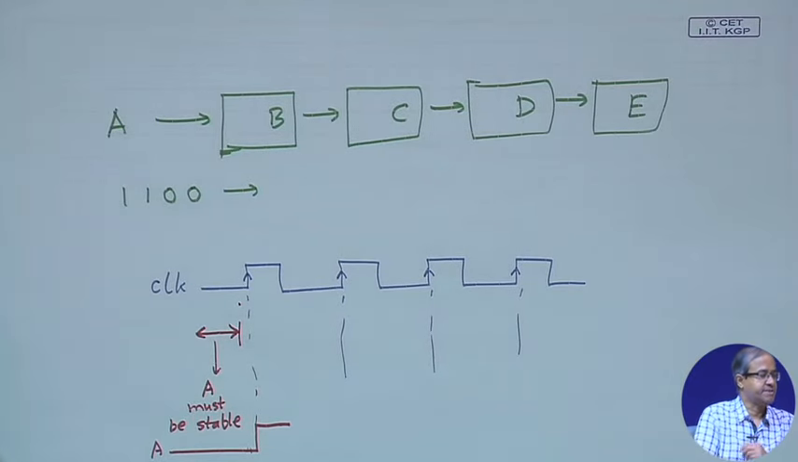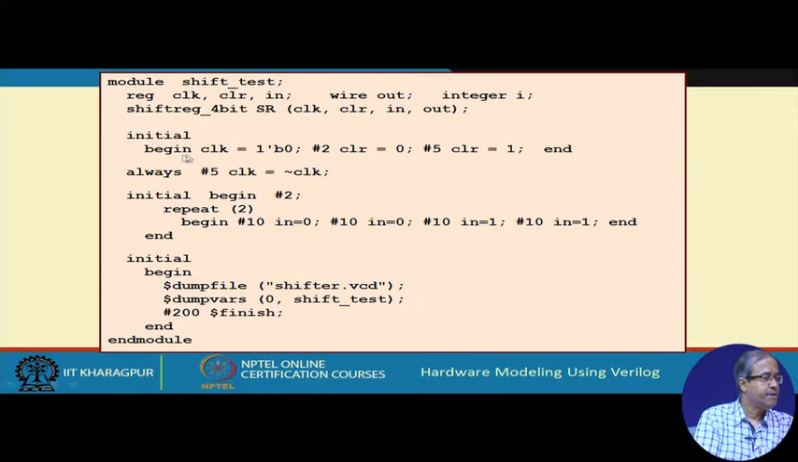So, now let us see this. What I have done here is initialize clock to 0, because I have not given a delay, it is at time t equal to 0. At time 2, I have set clear to 0. At time 5, I again set clear to 1.